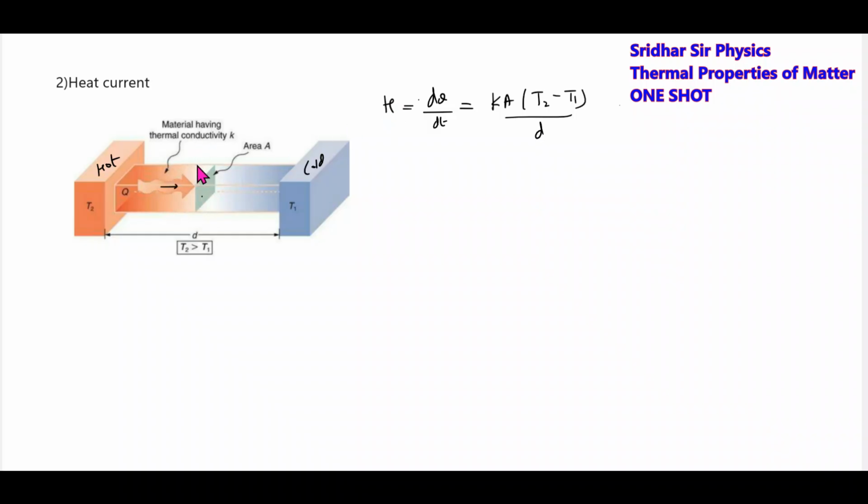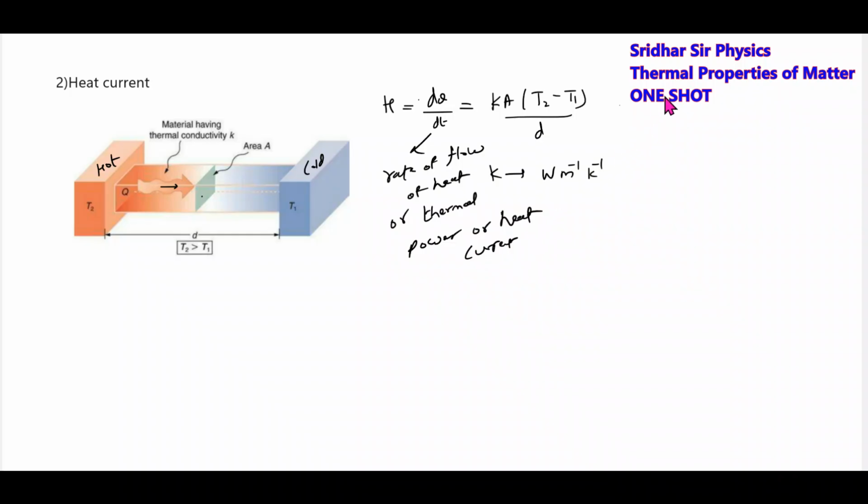K is the thermal conductivity, which will be different for different materials. The unit for K is joule, or say watt, per meter per Kelvin. This is called the rate of flow of heat, or you can call it thermal power, or heat current. Based on this, we can write it as KA delta T by D, or this becomes delta T by R, where R is called the thermal resistance.